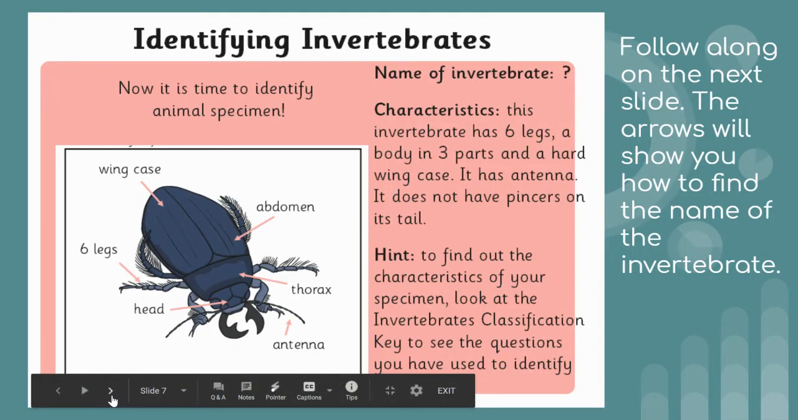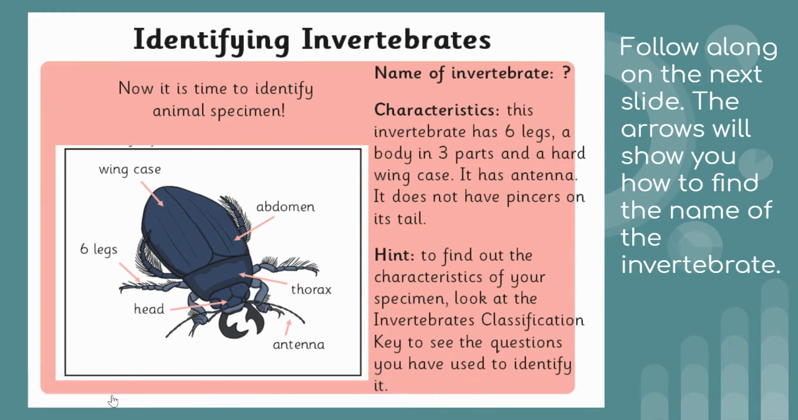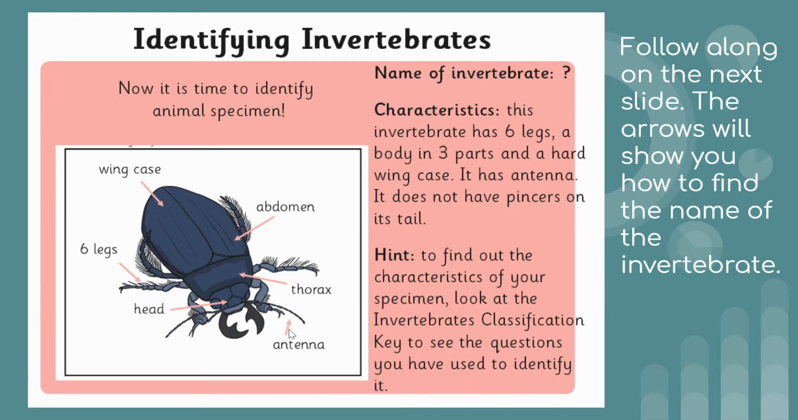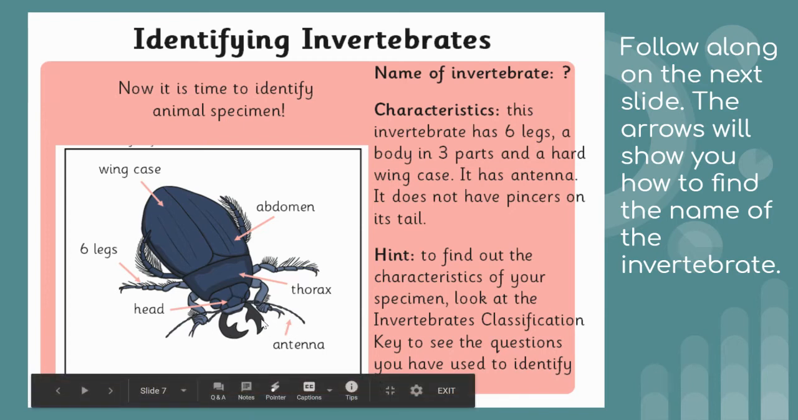So let's take a look at this invertebrate. This invertebrate has 6 legs. It has a wing case. It has an abdomen, a thorax, and a head, and it has antenna. And then it has pincers here, but it's in the front, and they're called mandibles.